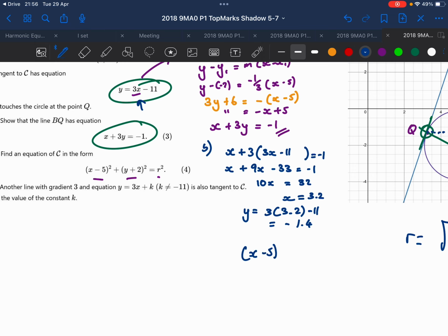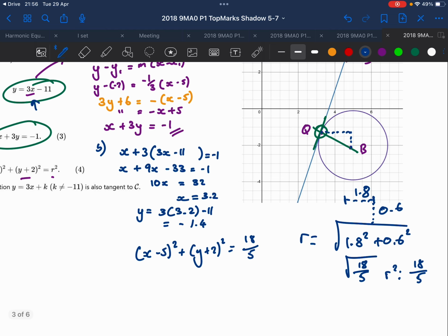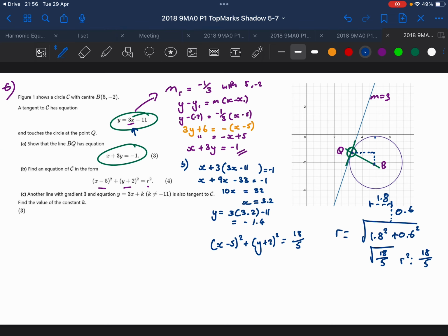So (x − 5)² + (y + 2)² = 18/5. Okay, so that's 3.6. So the square root of 3.6, yeah, that seems about right. That sounds reasonable. Okay, that's what we've done so far.